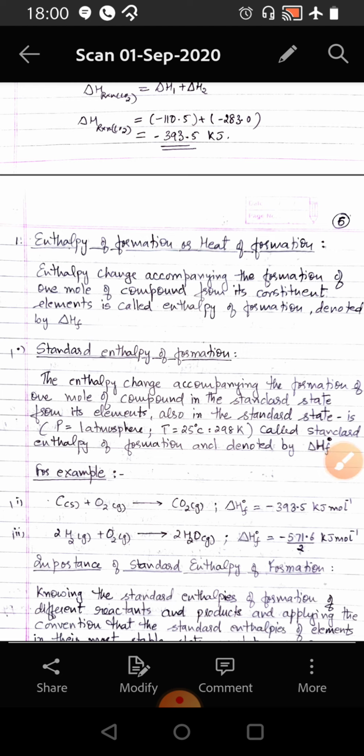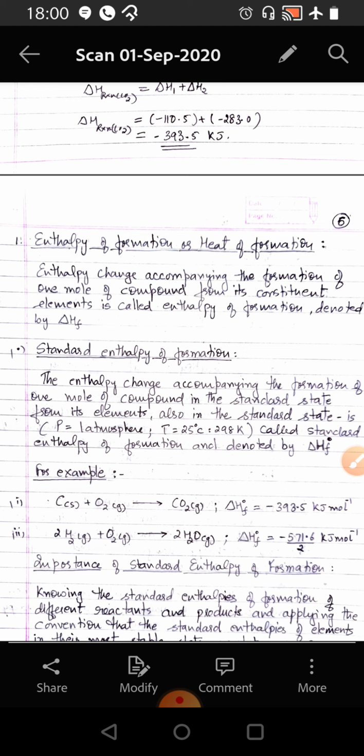Now we come to the first type of enthalpy of reaction. First is enthalpy of formation, or heat of formation. Enthalpy change accompanying the formation of one mole of compound from its constituent elements is called enthalpy of formation, denoted by delta H. Now, standard enthalpy of formation. It is seen that the enthalpy change accompanying the formation of one mole of compound in the standard state from its elements also in the standard state is called standard enthalpy of formation, and it is denoted by writing 0 superscript and f subscript with delta H.